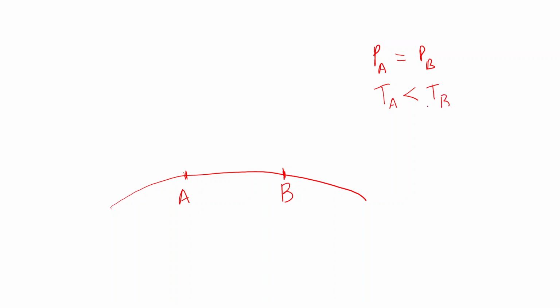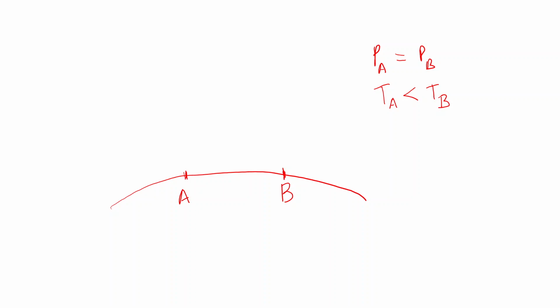Imagine we have two locations on the earth, location A, location B. The pressure at A is equal to the pressure at B, but the temperature at location A is less than the temperature at location B. Okay, so what I'm trying to say is that we have two locations A and B which have the same air pressure but different temperatures. Location A is cold, location B is warmer.